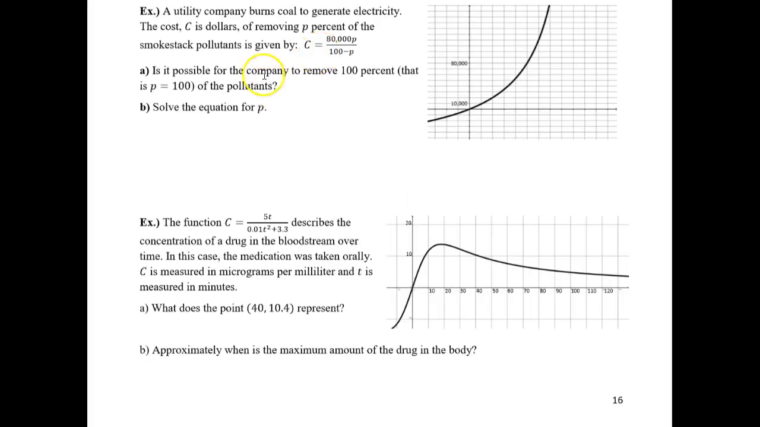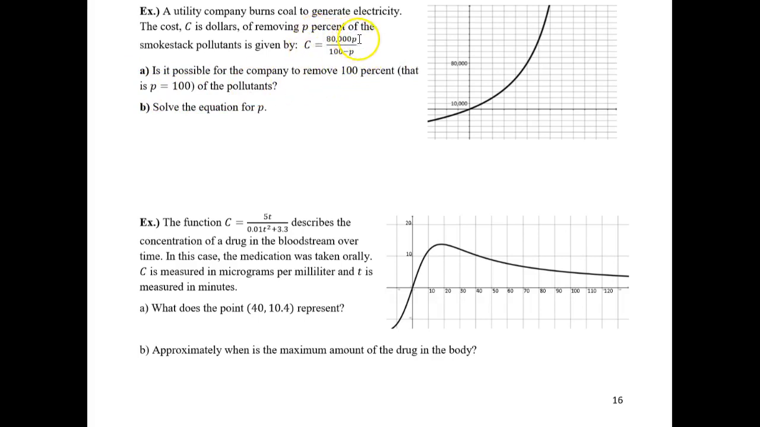The next example says a utility company burns coal to generate electricity. The cost C in dollars of removing P% of the smokestack pollutants is given by C equals 80,000 times P divided by 100 minus P. The first question says, is it possible for the company to remove 100%, that is P equals 100, of the pollutants? So we have to look at the equation here.